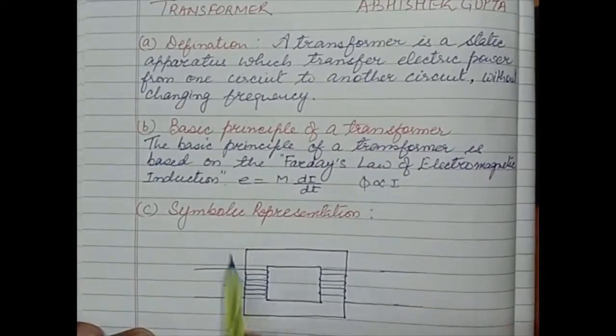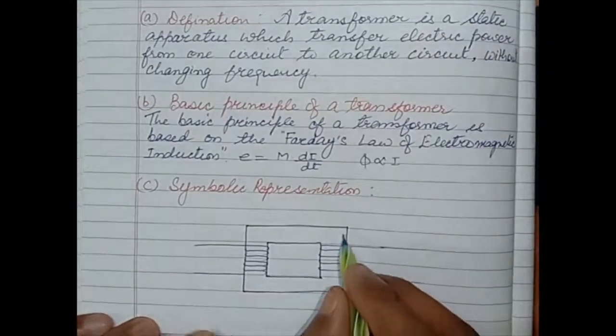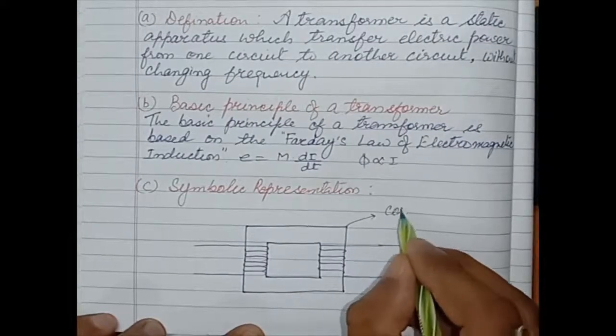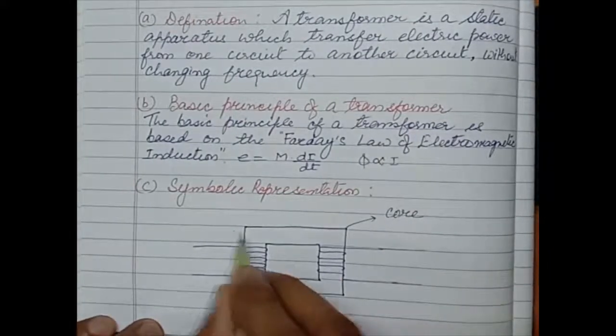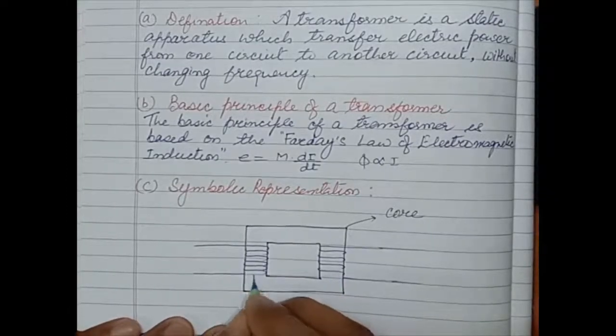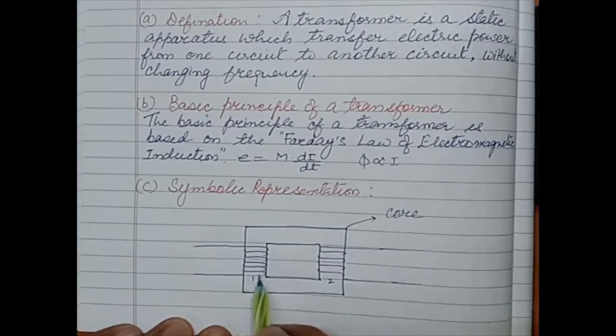The third point is the symbolic representation of a transformer. Basically what does it consist of? It consists of a core. This is the core. The core consists of two legs. This is number one, this is number two. On the legs, windings are wound.